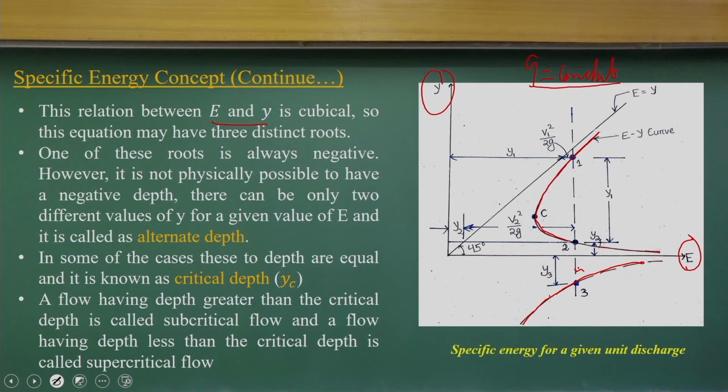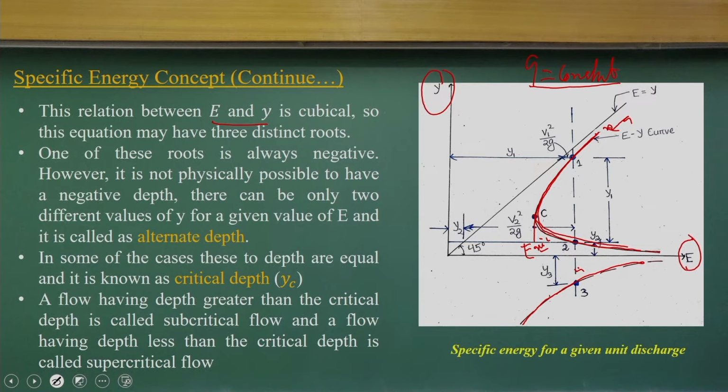For a constant q, the specific energy variation with respect to y looks like this. If you look at this specific energy curve, very interestingly, there will be a point where E equals minimum. Beyond that, the flow is not possible. That means for a particular q value, we will have the E minimum, the minimum specific energy. Beyond that, flow is not possible.